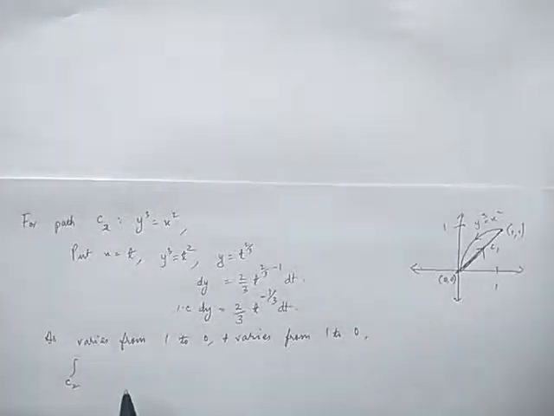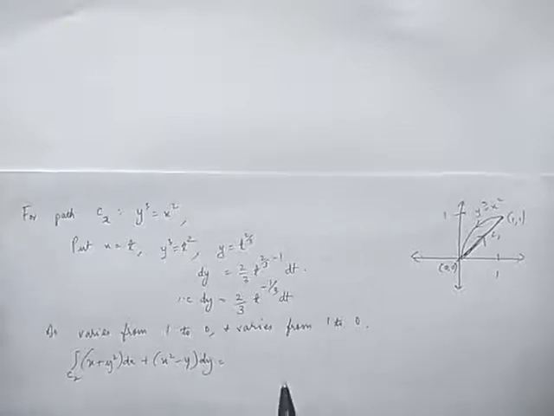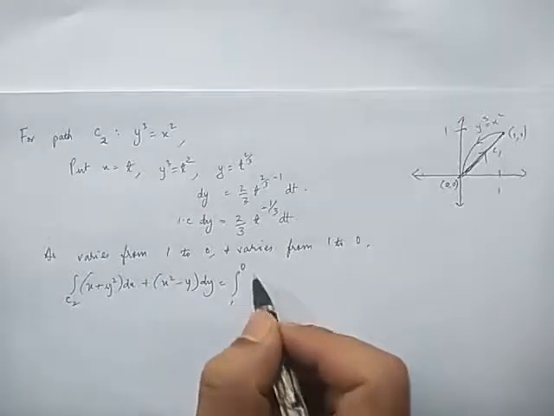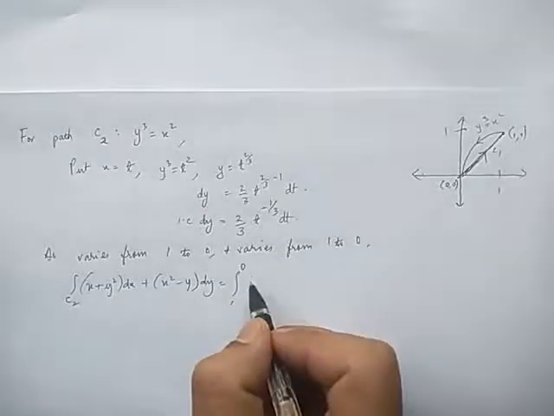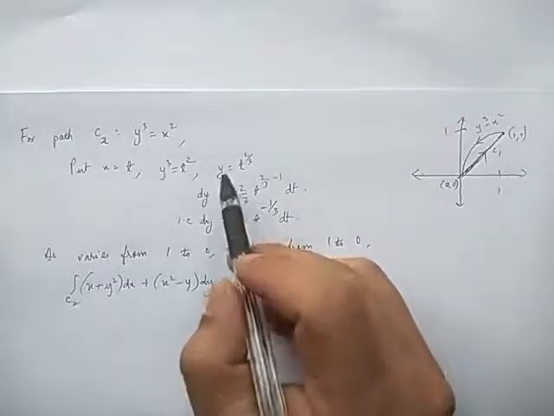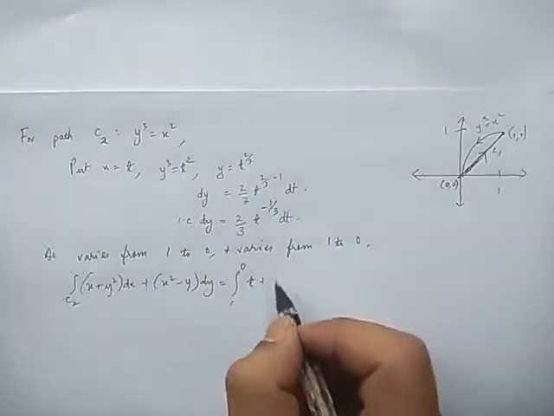I forgot that one, let's put that one, x plus y square dx plus x square minus y dy. This will be equal to integration from 1 to 0. Instead of x I can put t, and instead of y square, since y is equal to t to the power 2 by 3, y square will be t to the power 4 by 3.